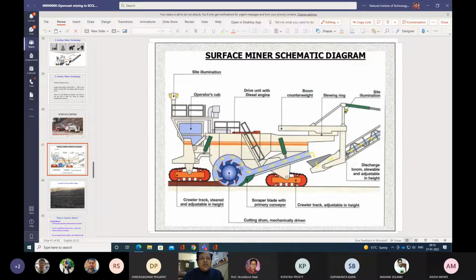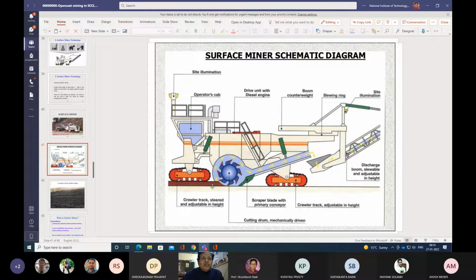Cutting tools are there, red color and blue color. These are the cutting tools. So this drum rotates clockwise, and this is the coal.